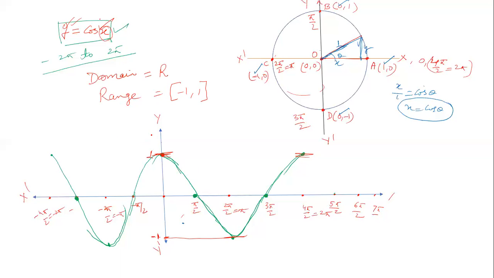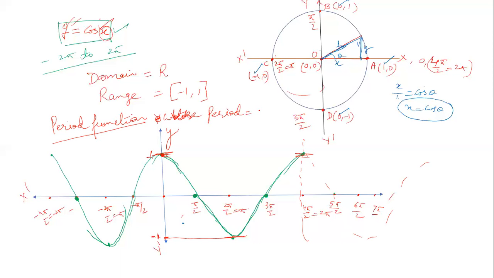Again, this function is a periodic function. It will repeat. After this line, that is after 2 pi, this function repeats in the same way. It is a periodic function and its period is 2 pi.